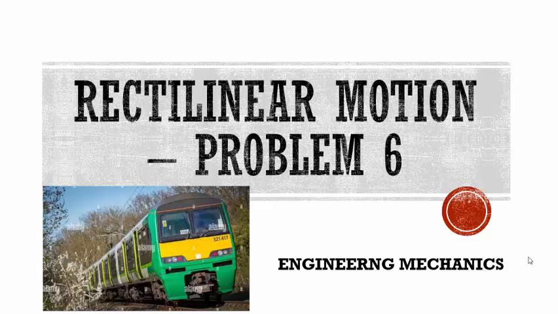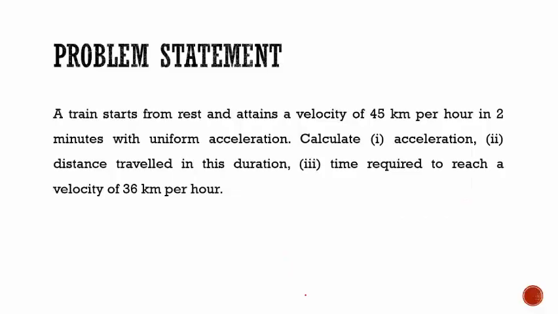Dear students, the motion of a particle or a body along a straight line is termed rectilinear motion. So let us discuss a problem related to rectilinear motion. A train starts from rest and attains a velocity of 45 km per hour in 2 minutes with uniform acceleration. Calculate the acceleration, the distance traveled in this duration, and the time required to reach a velocity of 36 km per hour.